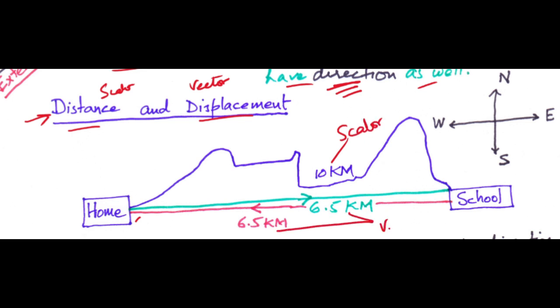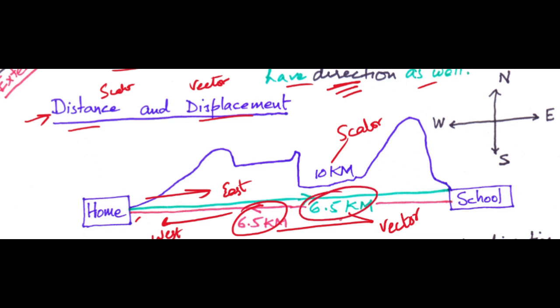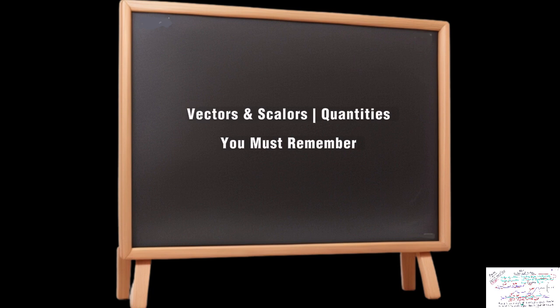You can say the shortest possible distance between your home and school, and school and home. So they are having direction. From home to school it is eastward direction, and from school to home it is westward direction. Both are 6.5 kilometer. Now in vectors, if the eastward direction is taken as positive, then westward direction will be taken as negative.